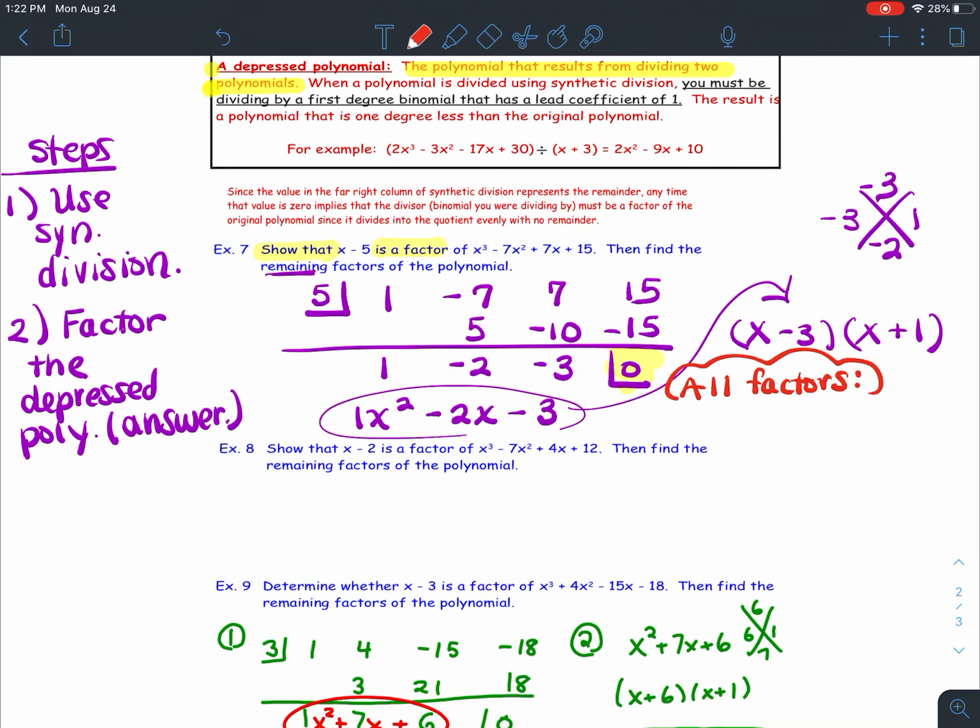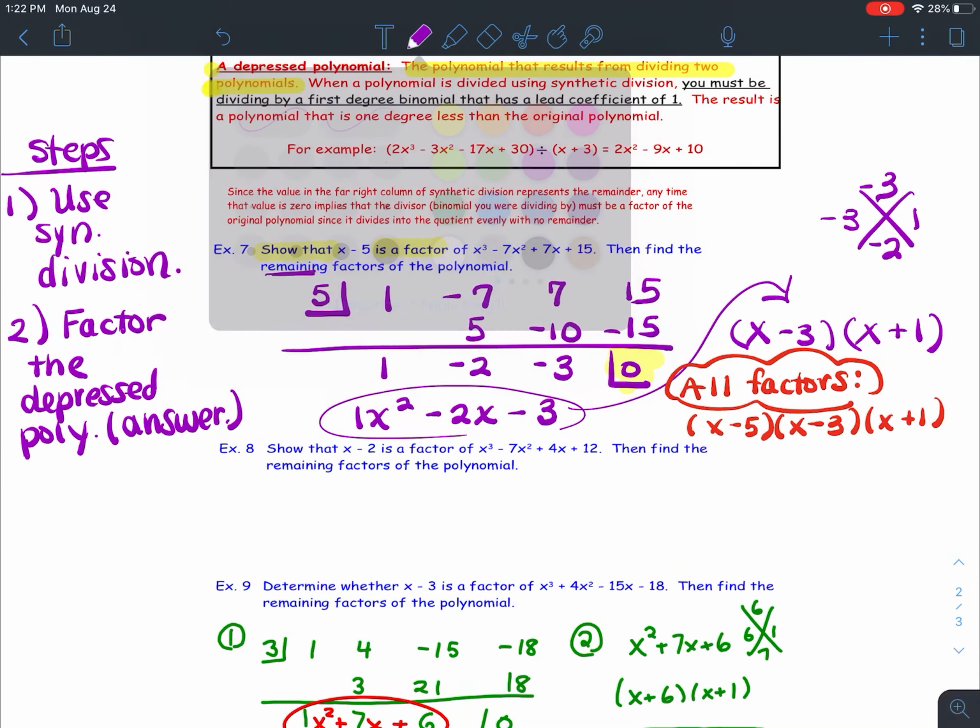Okay, so when you write your answer, you're just going to write down all of the factors to your problem. Don't forget to include the one you were given in the problem, the x minus 5, and then also next to that put the x minus 3 and the x plus 1. Okay, all right, let's try one more of these here.